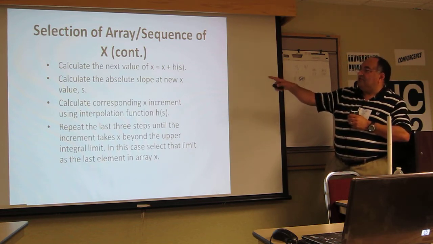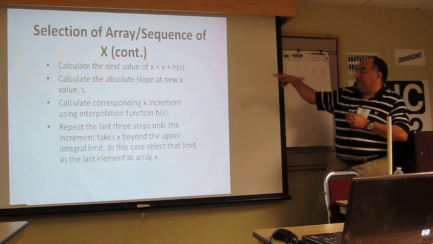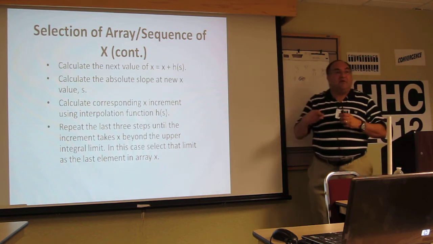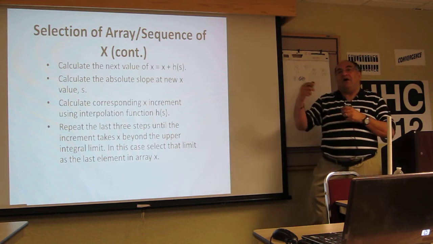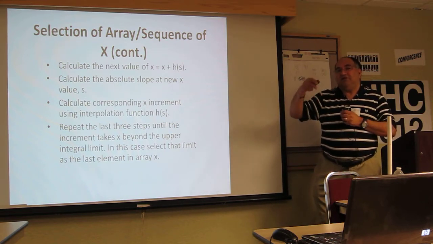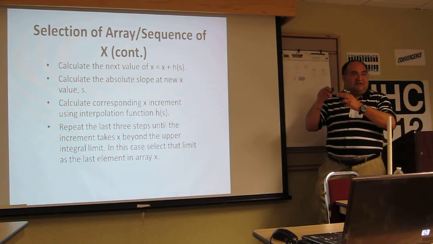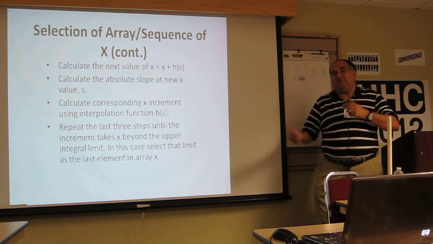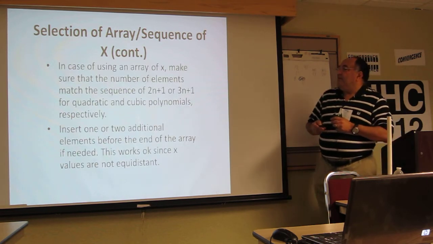And I start repeating the calculation. I calculate the new absolute slope value for the new x, and I calculate the increment based on that, and I repeat that process until, most likely, I will step beyond the upper integration limit. When I do that, I take the upper integration limit as the last value of x, because otherwise I'll be introducing errors. I shouldn't do that.